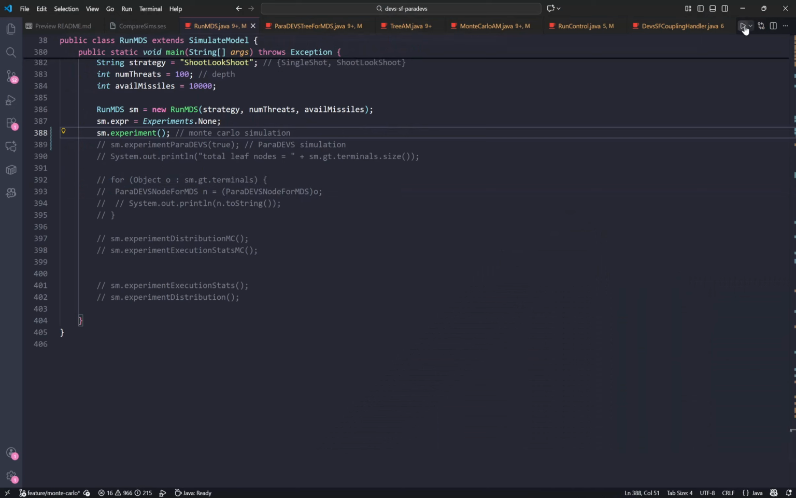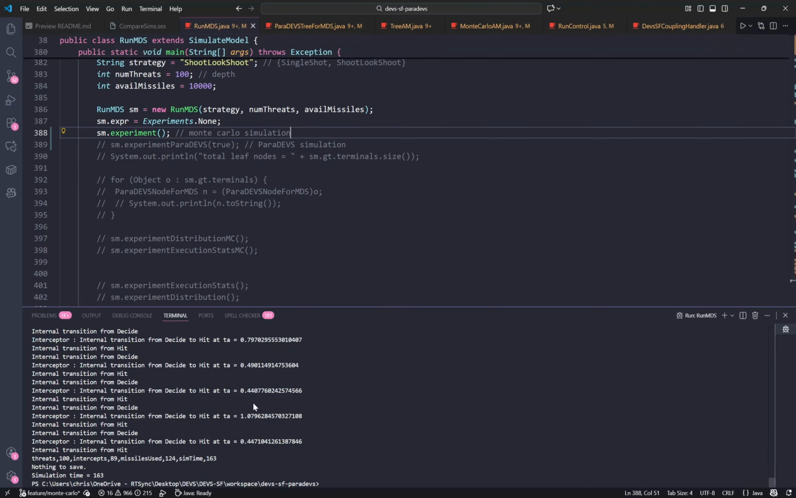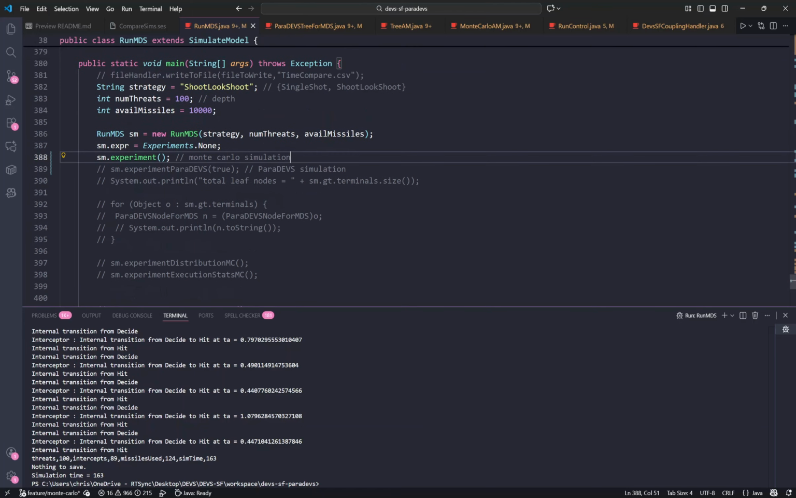So here's just a demonstration of a single Monte Carlo sample. This was running for 100 threats with the shoot-look-shoot strategy, and it gives us results for one sample. In principle, we would run that n number of times, and we'd get statistics for the simulation.